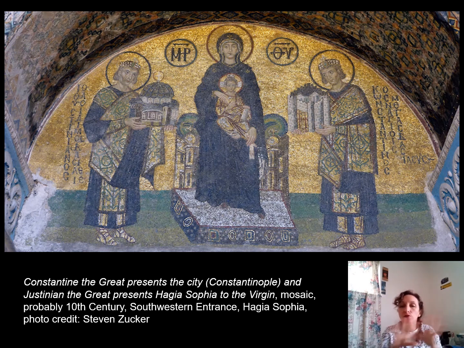Here we're kind of moving forward in time. This is another mosaic. This is Constantine the Great presenting the city of Constantinople, and then Justinian, who we're going to talk a lot more about, presents the Hagia Sophia, both to the Virgin Mary and Jesus. So we're seeing this merging of sacred realm space and real realm space. We're also seeing this separation of time. So this is Constantine here.